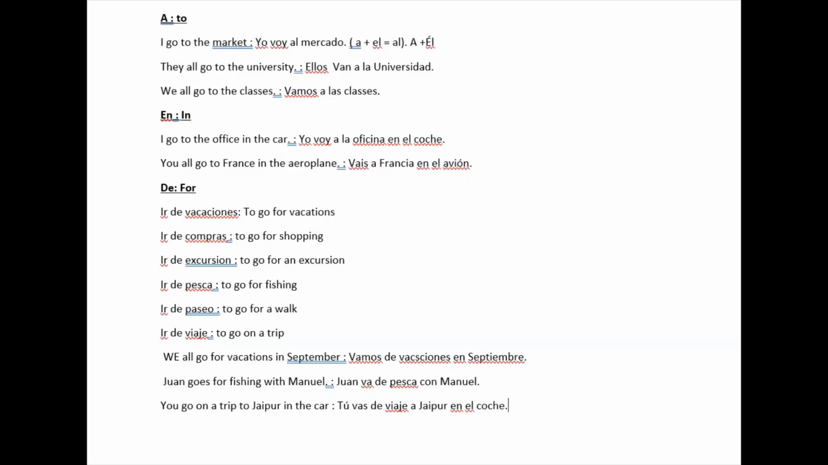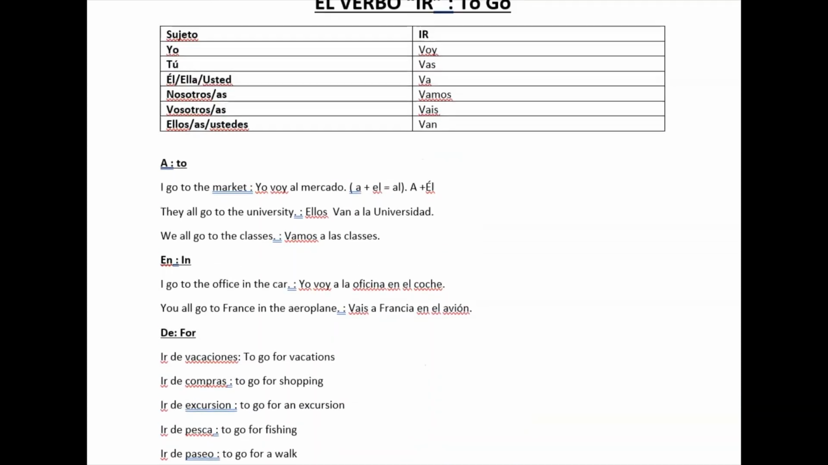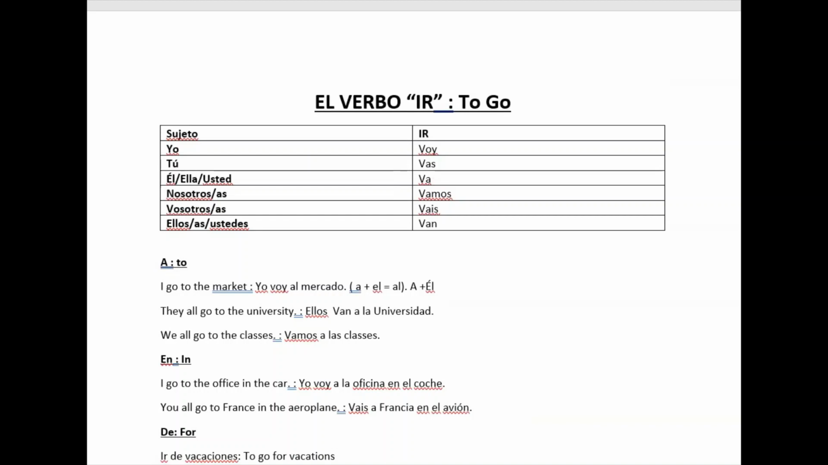So if I have to summarize everything quickly for you, today we have covered the verb ir, which means to go. It is a completely irregular verb whose conjugation is voy, vas, va, vamos, vais, and van. Ir can only take three prepositions.